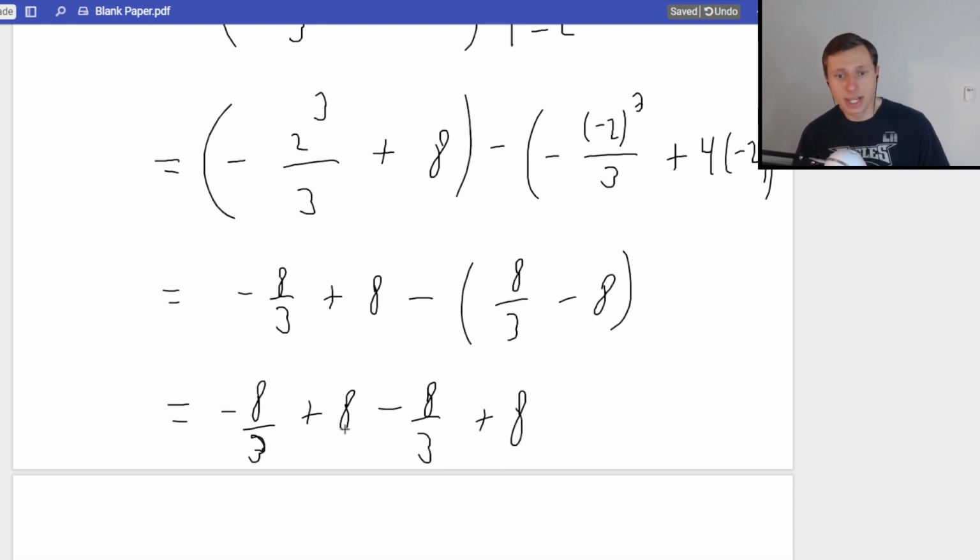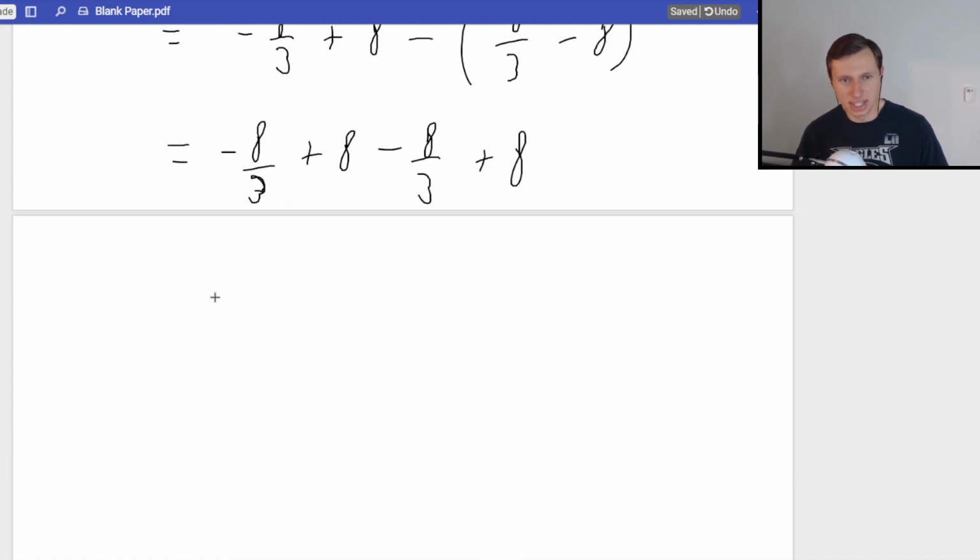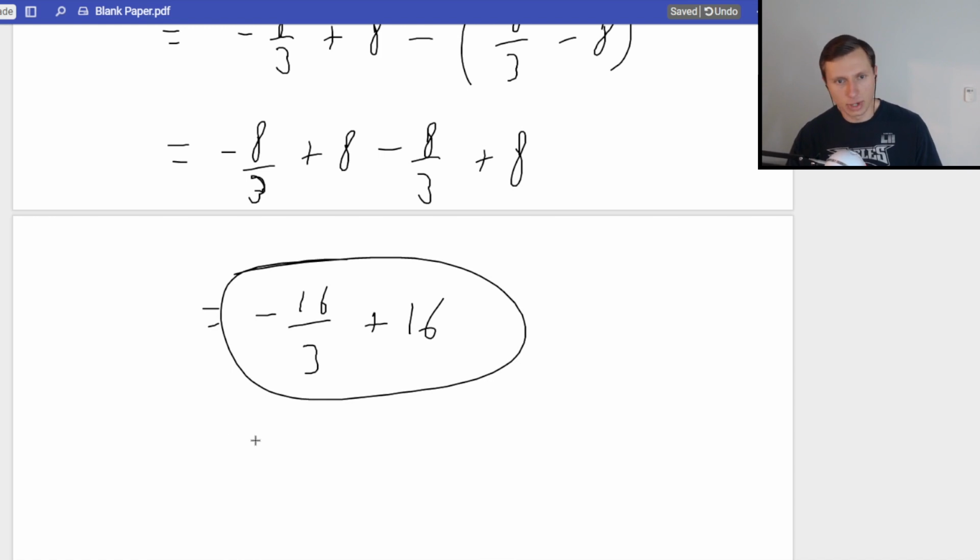It almost looks like it cancels out perfectly symmetrically, except it doesn't cancel out. It adds on top of itself. It's unfortunate it doesn't cancel out to 0. But what this is going to be, it's going to be -16/3 plus 16. You can plug that in a calculator, whatever. This is the final answer as far as I'm concerned. And yes, this is a positive number, in case you're wondering.